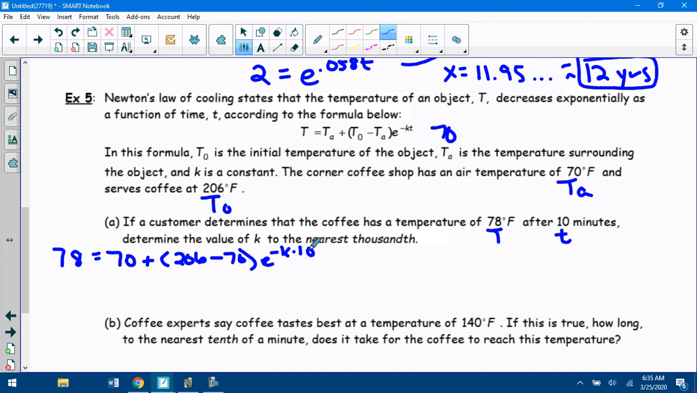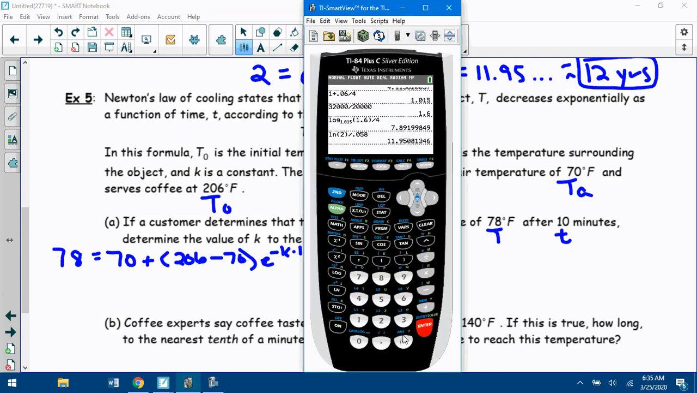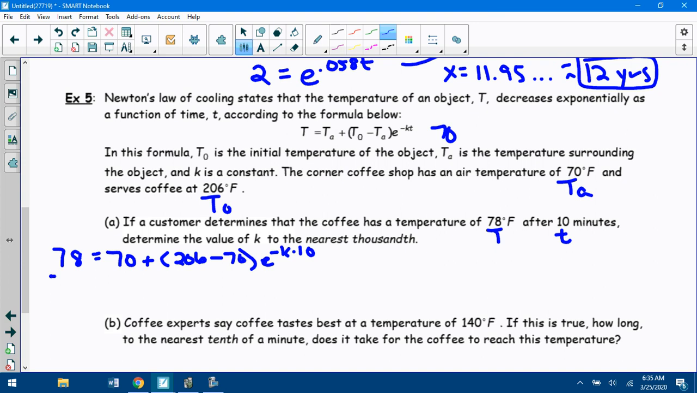Actually, I don't think this was the last Regents review. I think this was on a homework in the last unit. All right, so let's clean up that. What's 206 minus 70? 136. So 78 equals 70 plus 136 e to the negative k times 10.